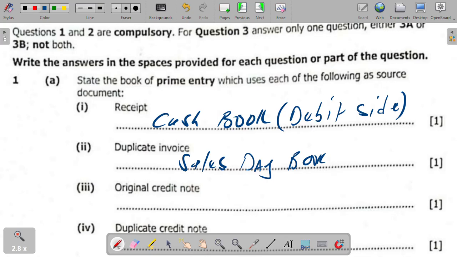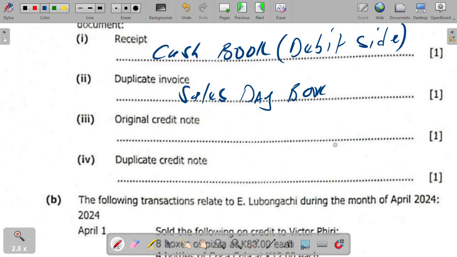A duplicate invoice is kept by the seller, are we together, as proof of credit sales. This is important. These credit sales are recorded in the sales day book. I repeat, a duplicate invoice is kept by the seller as proof of credit sales. Okay, we continue.